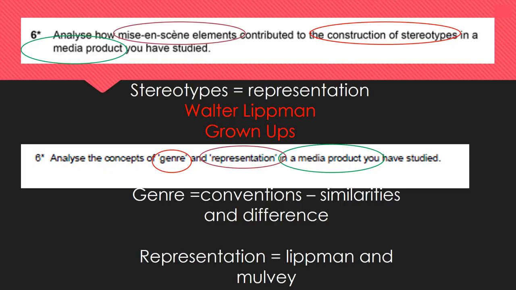The bottom one is analyse the concepts of genre and representation. So again, you could put in some genre theory, you could put in some representation theories and put some examples in. The thing with this one is it says in a media product you've studied, so you'd have to try and pick one product and do that for both. In other words, we've done representation, grown-ups, we've done genre, Halloween. You'd have to pick either Halloween or grown-ups and do both theories for them.